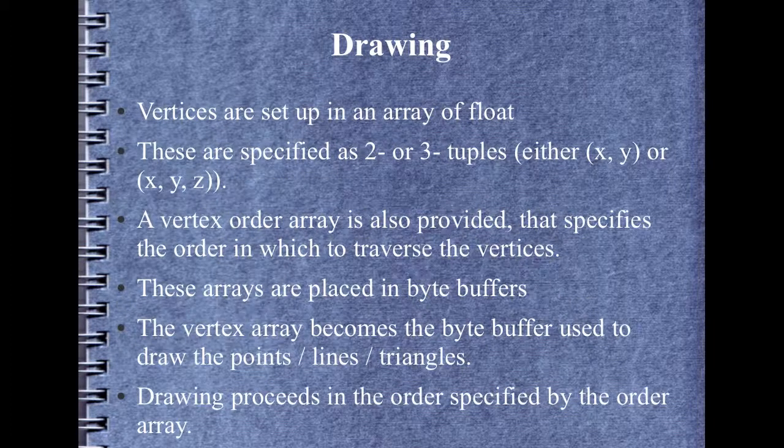So now drawing, when we get to actually drawing, we set up an array of vertices, and this is an array of type float. And these are specified as either 2 or 3 tuples, either x and y or x, y, and z. But if we're using OpenGL, the only reason to really use OpenGL is to work in a 3-dimensional environment. Otherwise, we can just use 2D graphics. So really, these are 3 tuples.